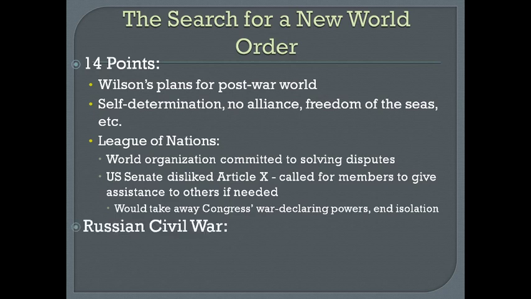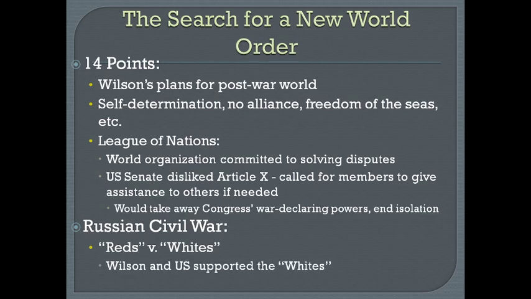Then we have the Russian Civil War, which is a battle between the Reds versus the Whites. And the Reds refers to the communists. And President Wilson and America definitely supports the Whites, and we're anti-communist. And the Soviet Union, which is a communist regime, was not recognized by the U.S. until 1933, which definitely reveals how anti-communist the U.S. was.